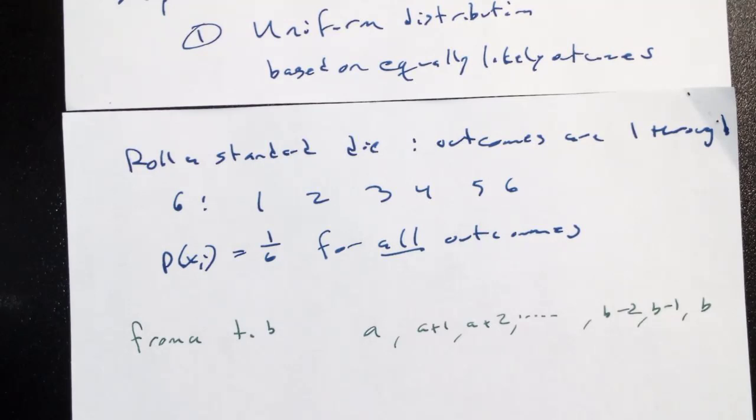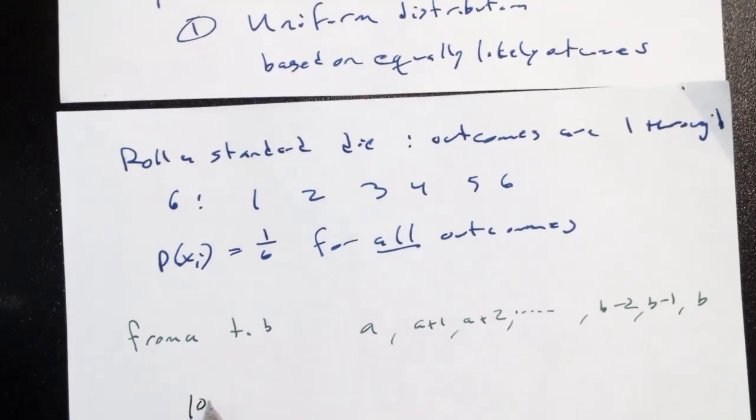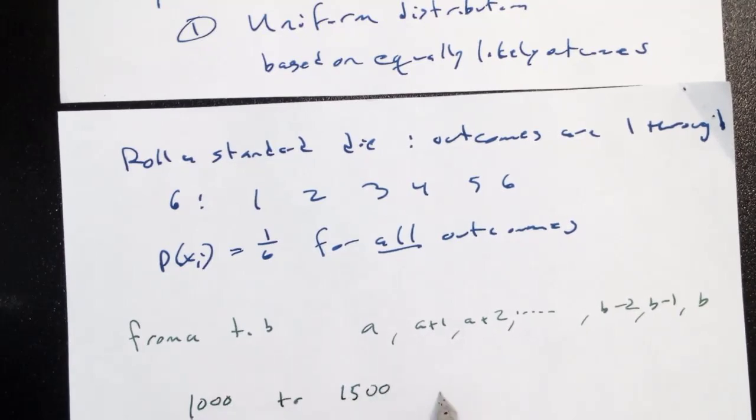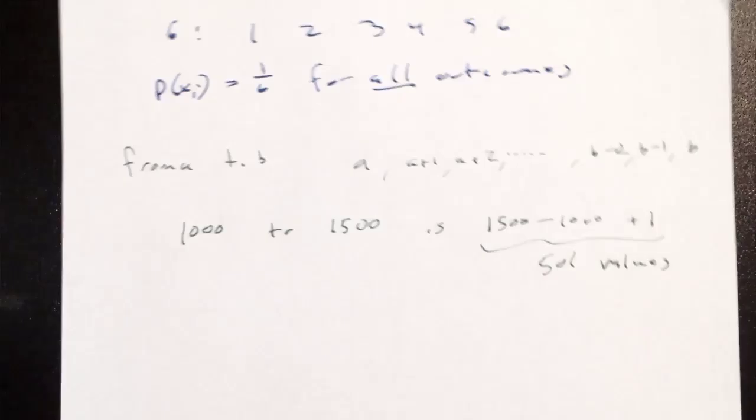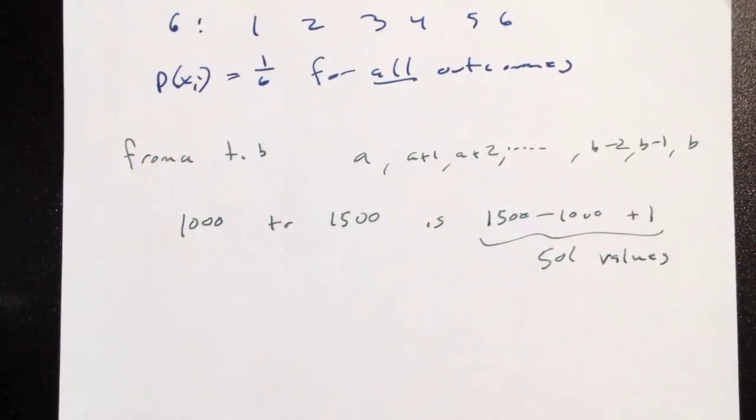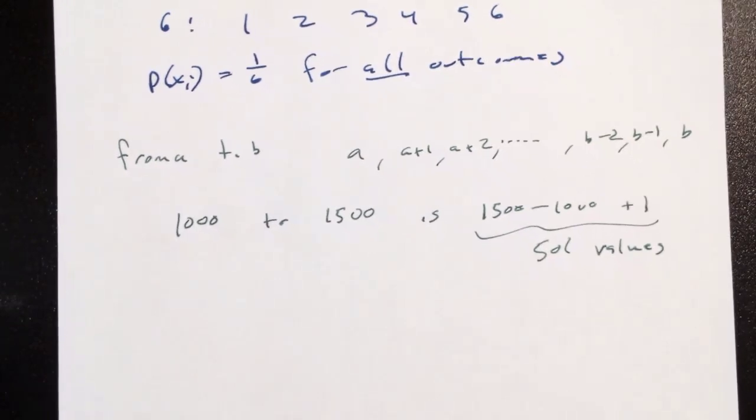If I want to count from 1,000 to 1,500, take 1,500 minus 1,000. But that takes away the 1,000. It's 500 numbers. So I have to add 1 back on. It's 501. Because I count both ends. As a matter of fact, this is true in general. From A to B is B minus A values plus 1.